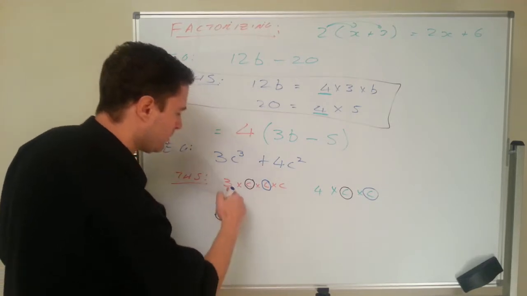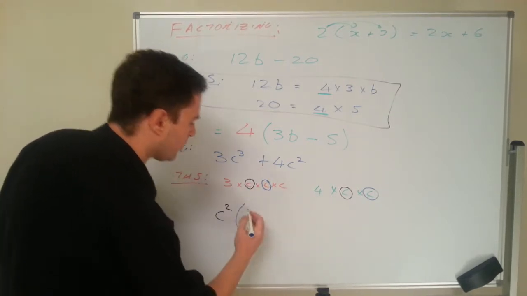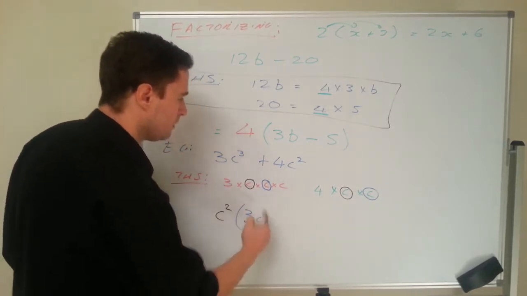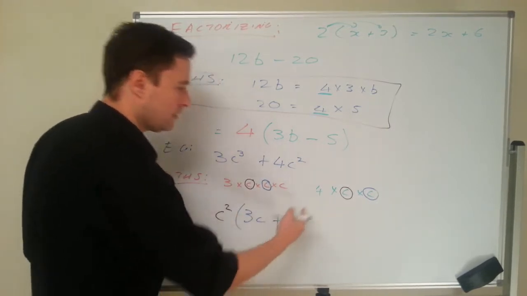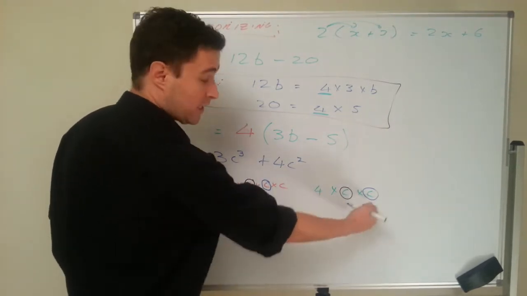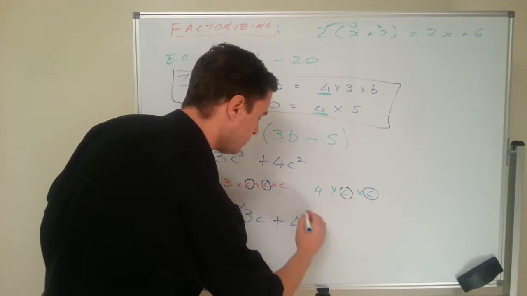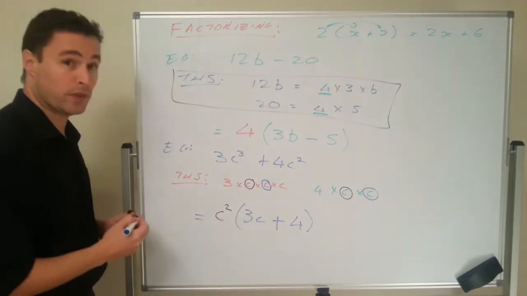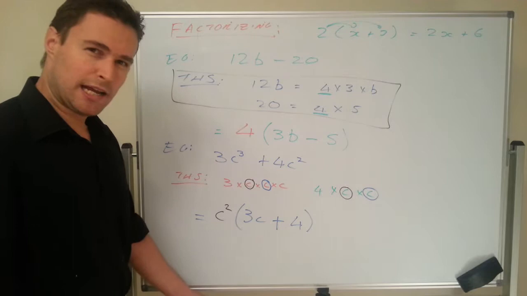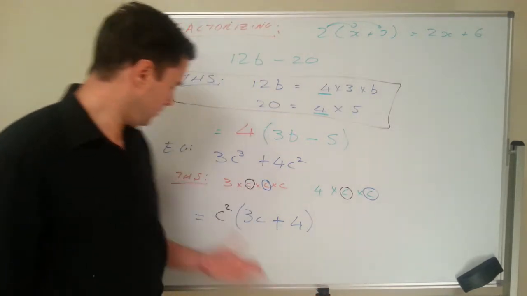I'm left with, in the front, 3 times one of them, 3c, same sign, plus, at the back here, just 4, taking both of his c's out, plus 4. And that's it. Okay. Now, if you're slightly more advanced with this, you won't have to write down the thinking step.